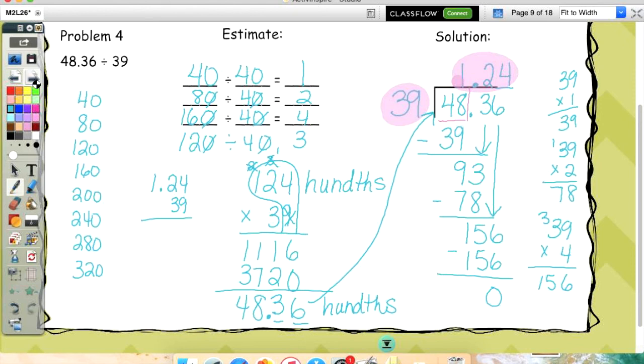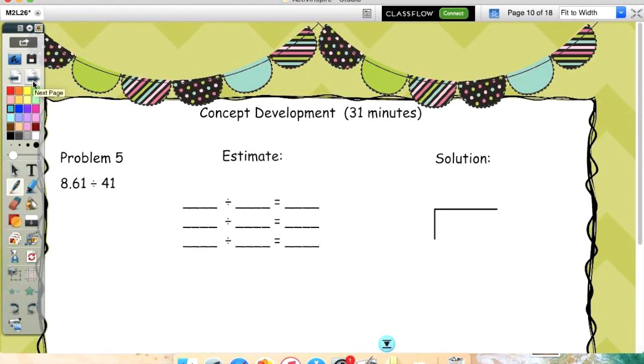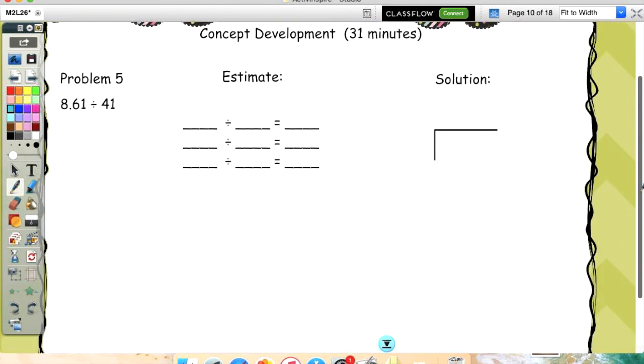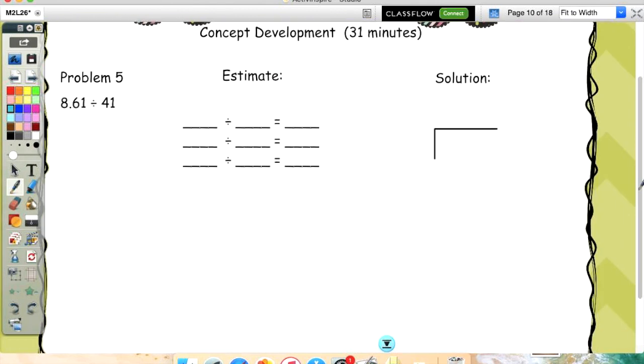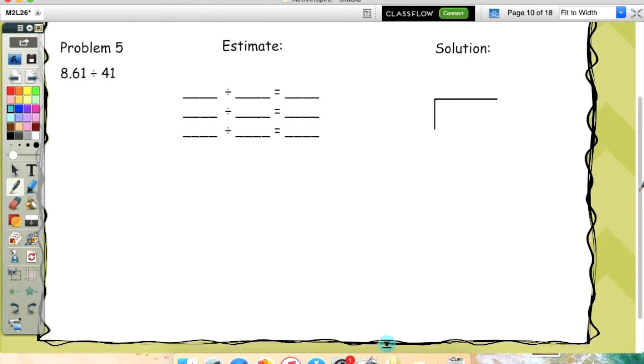Okay, let's do at least one more. I think we'll stop after this one. This is not 4-digit. It's 3-digit divided by 2-digit.